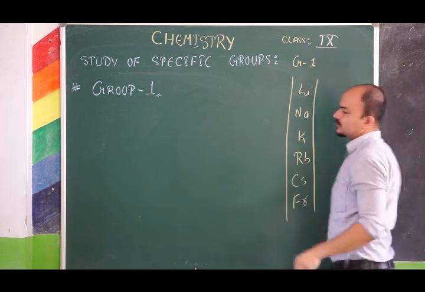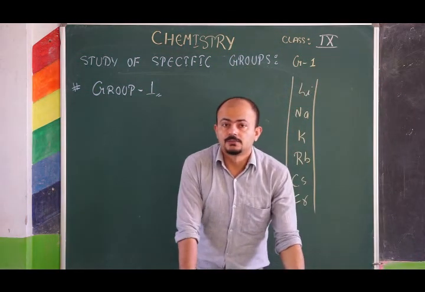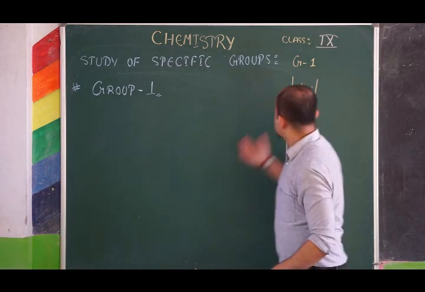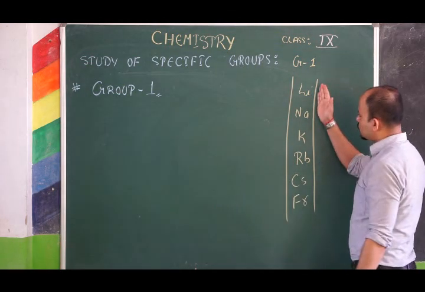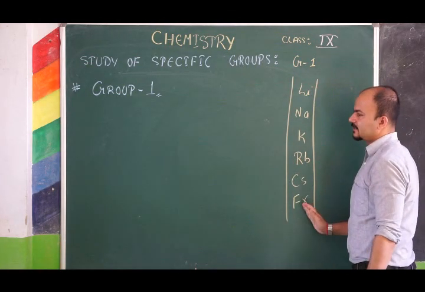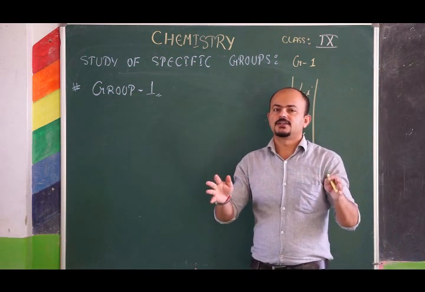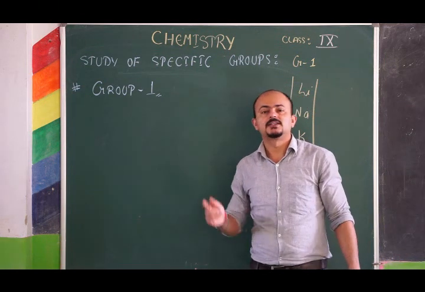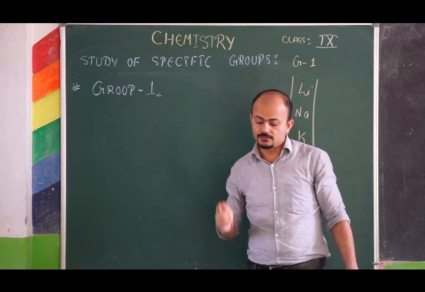You have hydrogen also, but since we are discussing group 1, most of the properties will be those of metals. Hydrogen is a gas. So these elements lie in the first group, and as you go from top to bottom, what happens? From our previous discussion, the size of the element will keep on increasing. Why? Because the number of shells increases as you go from top to bottom. You have to remember this.